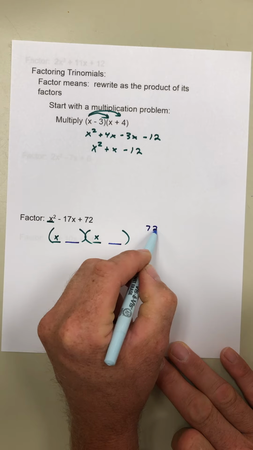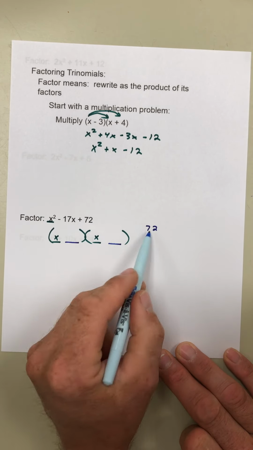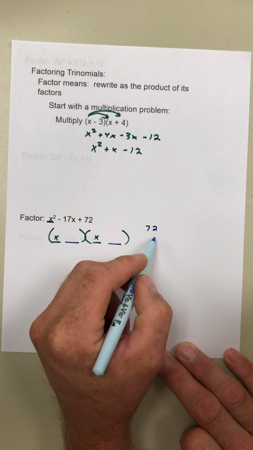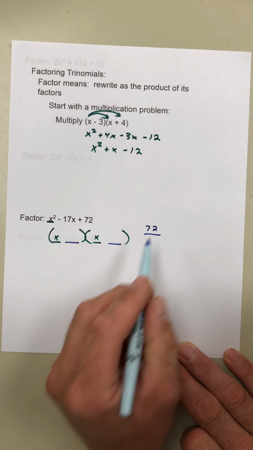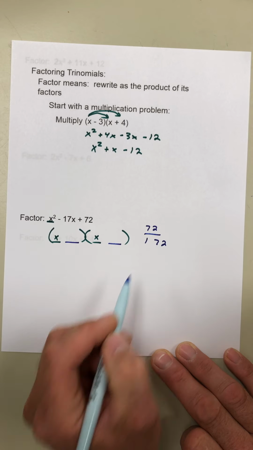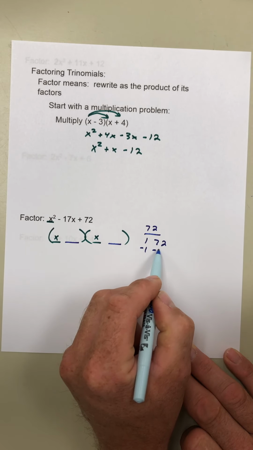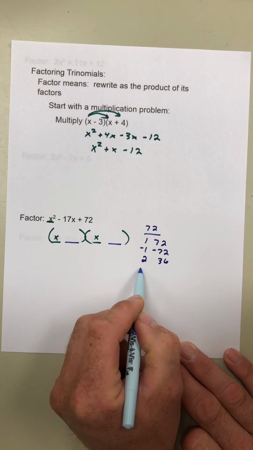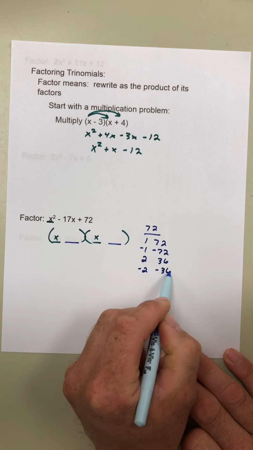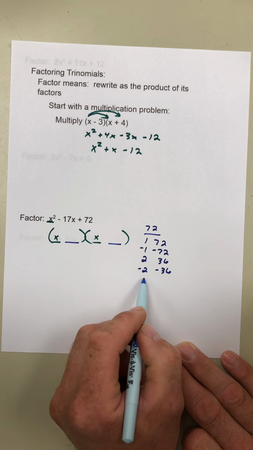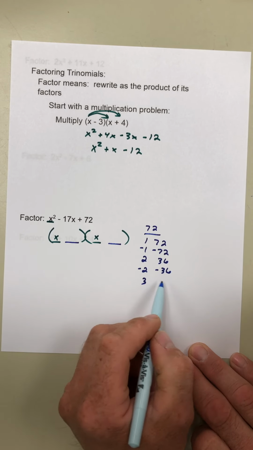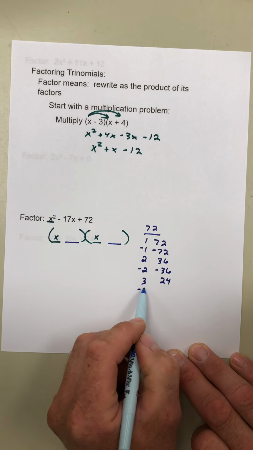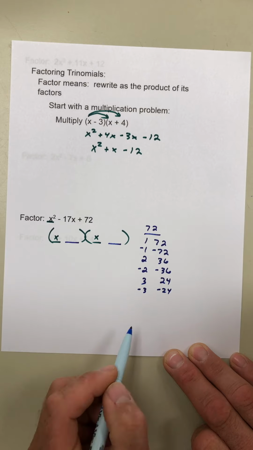I'm going to come off to the side and think about 72, because I know there are a few things I can multiply together to get 72. I can do 1 and 72. I can do negative 1 and negative 72. I can do 2 and 36. How about negative 2 and negative 36? We've got 3 and 24, and negative 3 and negative 24.